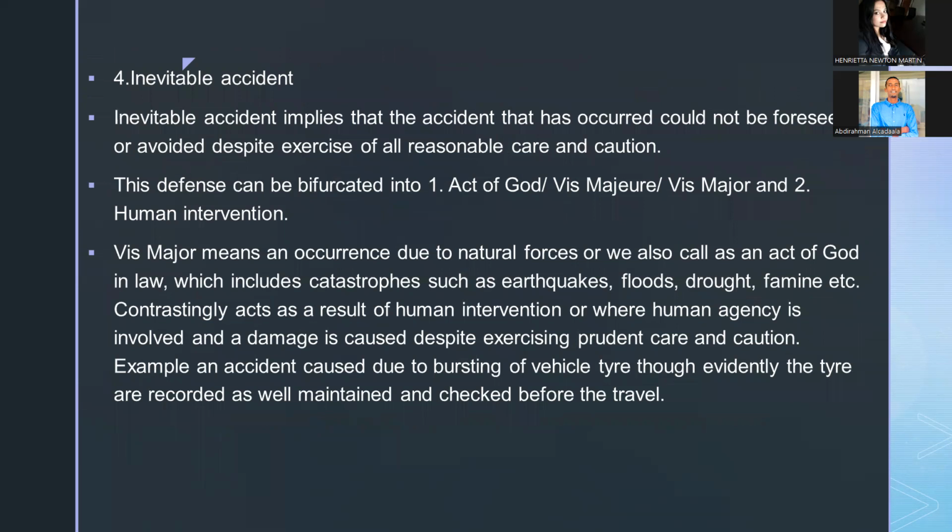Now we go to inevitable accident. This is something which we have not done. Inevitable means something that cannot be missed, or something that has to happen. Inevitable, it means you cannot avoid that, unavoidable.